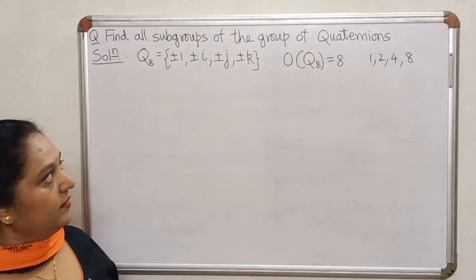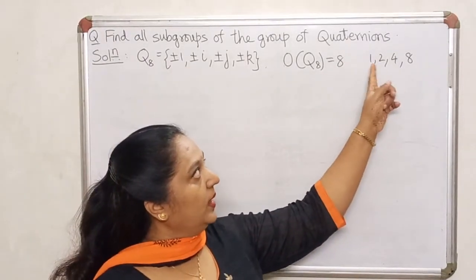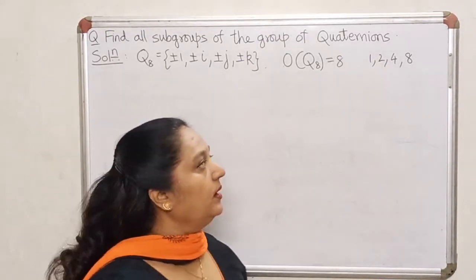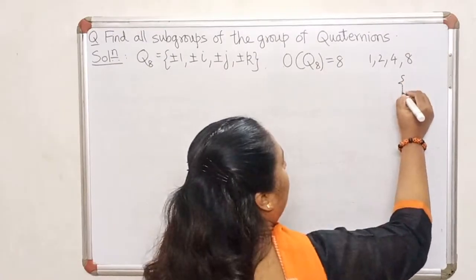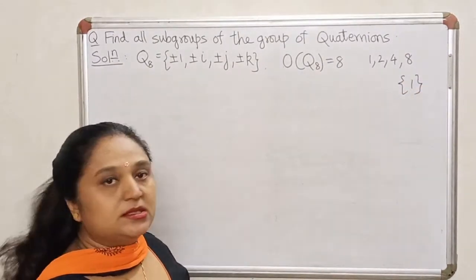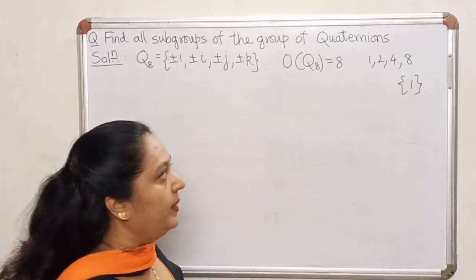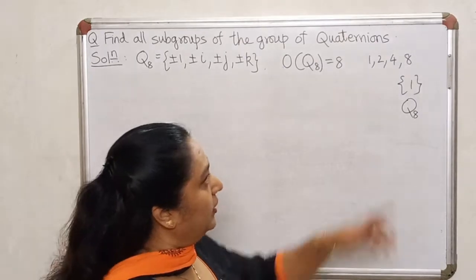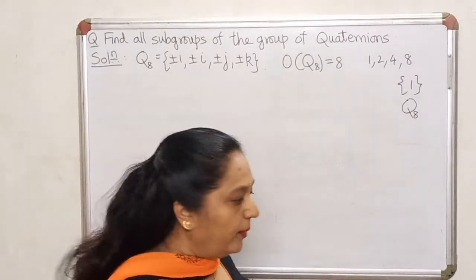And we know that the divisors of 8 are 1, 2, 4 and 8. Also, the subgroup of order 1 will be the set containing the identity. Identity in this case is 1. And the subgroup of order 8 will be the whole group. So this is called the trivial subgroup. This is called the improper subgroup.